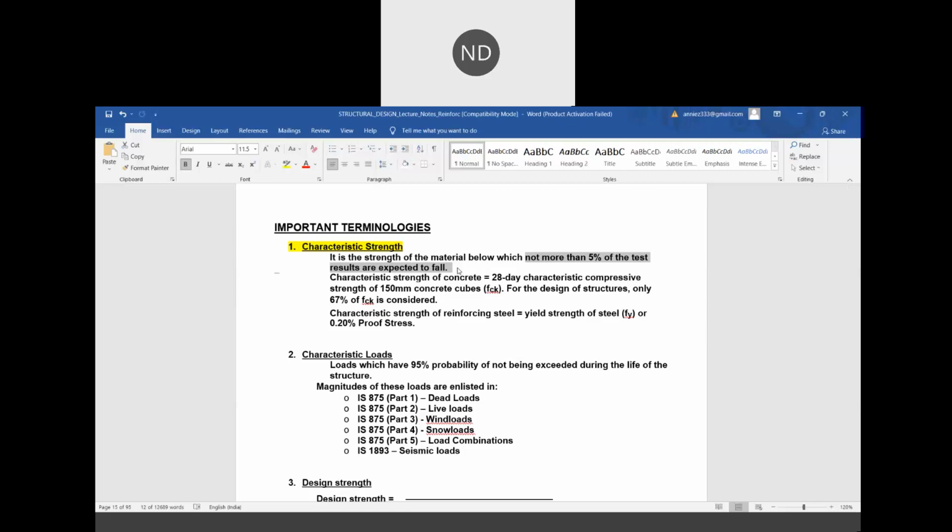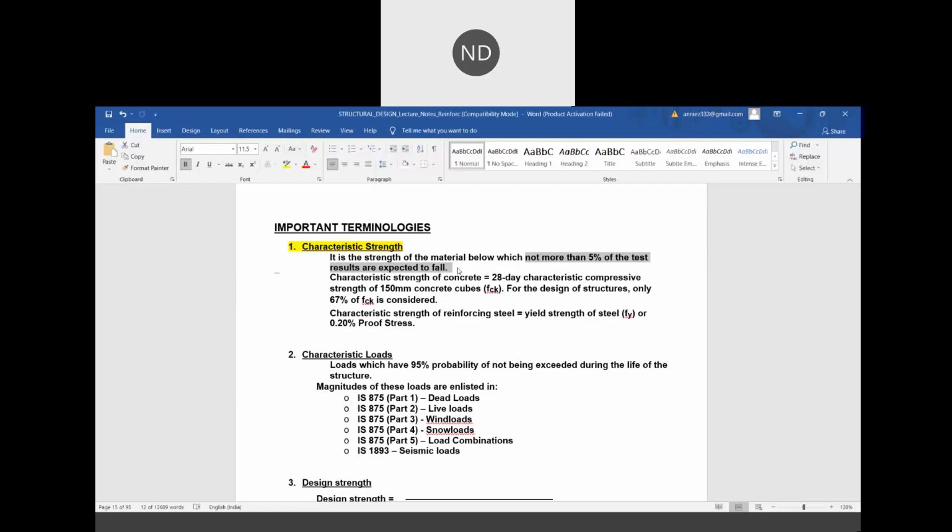Your characteristic strength means that strength of the material below which, suppose the strength of the material is 10 kilonewton. Now below this strength, suppose your material has a strength of less than this 10 kilonewton, then what would happen? Not more than 5% of the test results are expected to fall. It is the strength of the material below which not more than 5% of the test results are expected to fall.